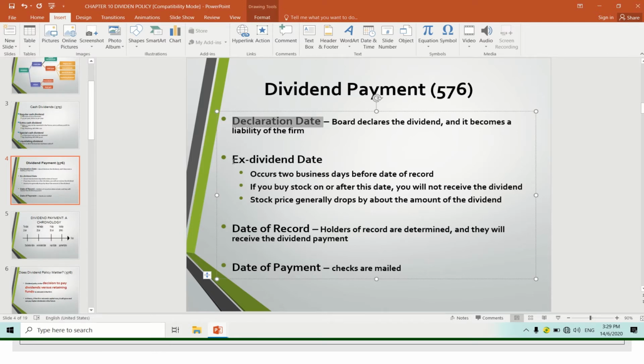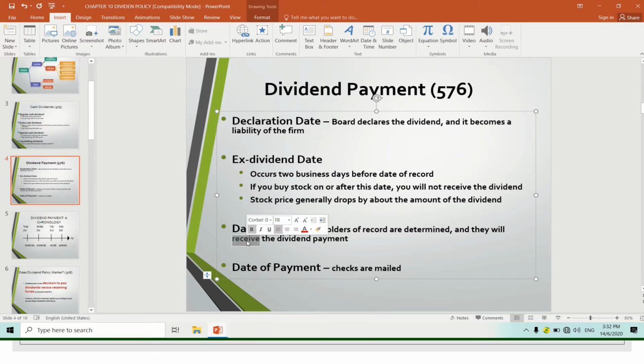Okay, and then the next process, we have the ex-dividend date. This is a date where those who buy the share on this date won't be entitled to the dividend. The word is buy. The ex-dividend date normally occurs 2 days before the date of record.